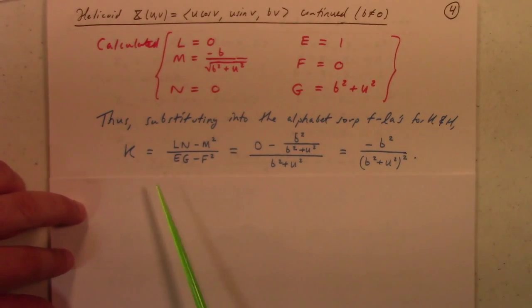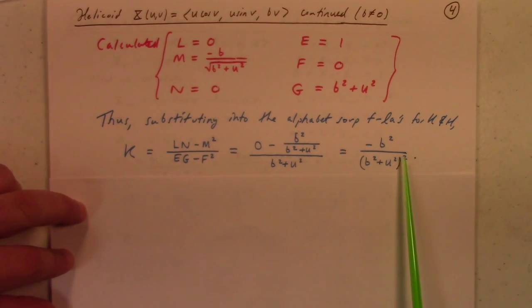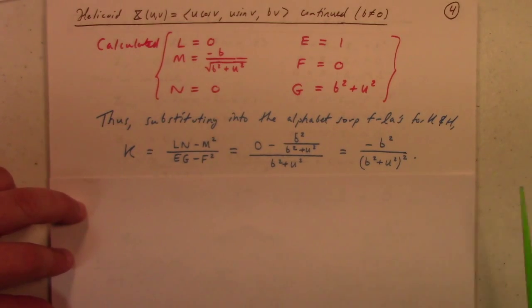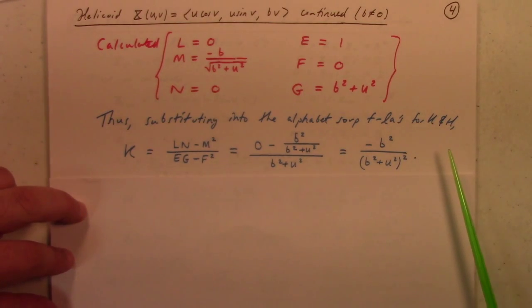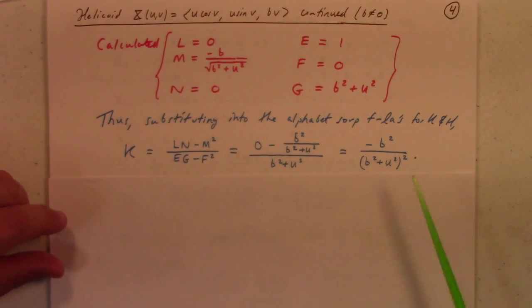So here it is. The Gaussian curvature is LN minus M squared over EG minus F squared. And so you get minus B squared over B squared plus U squared, squared. And there you go. That's the Gaussian curvature of the helicoid. Now, U being 0 takes you to the axis of the helicoid.